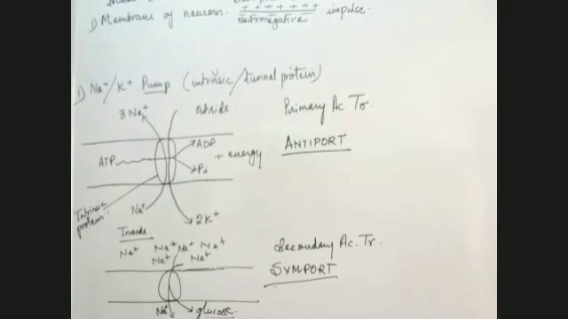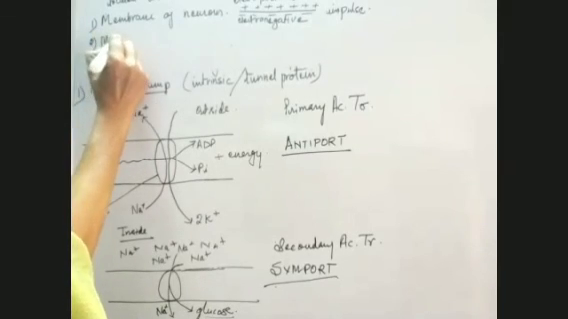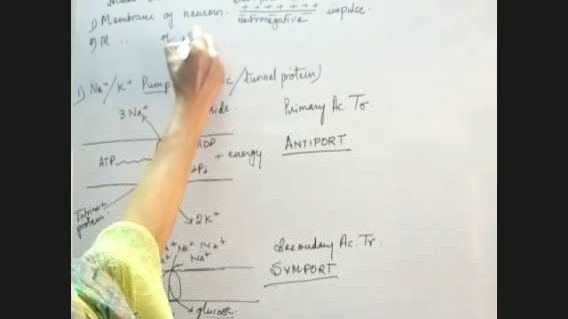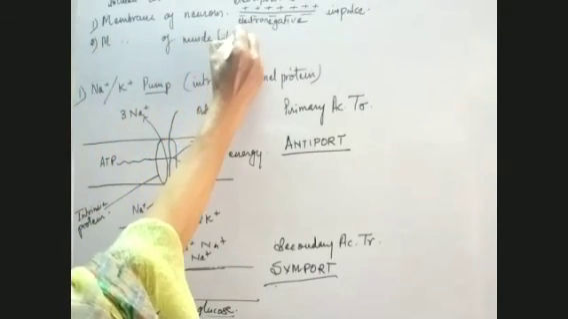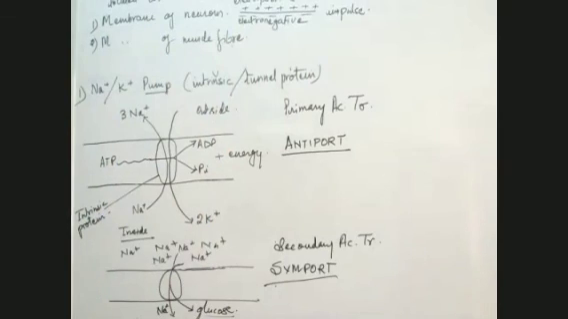The second place where you can see this is the membrane of muscle fiber. There also change in charge is there for the conduction of contraction. When a muscle contracts, that conduction of contraction is because of the change in the charge of the membrane of the muscle fiber. There also the sodium potassium pump is located, and it helps in the change of the charge and for the conduction of the contraction of the muscle.